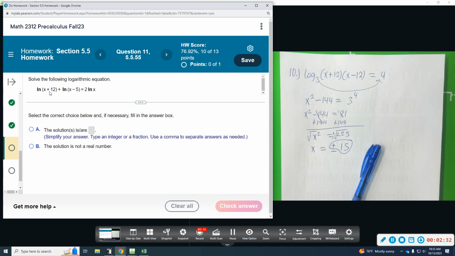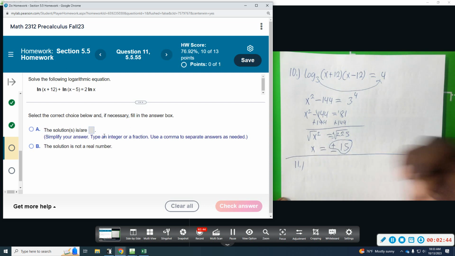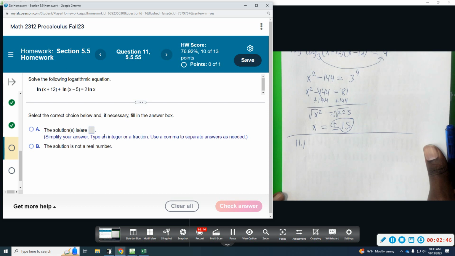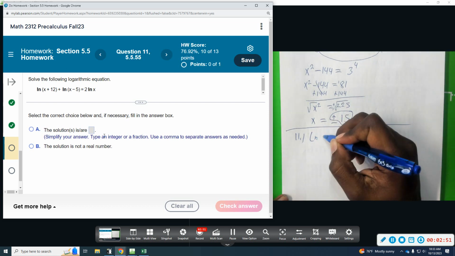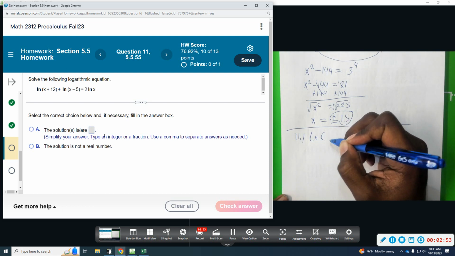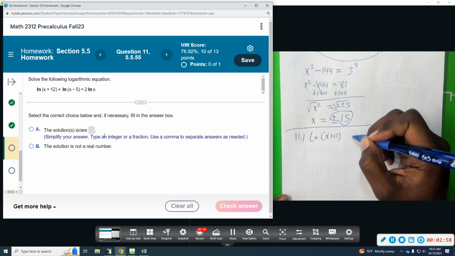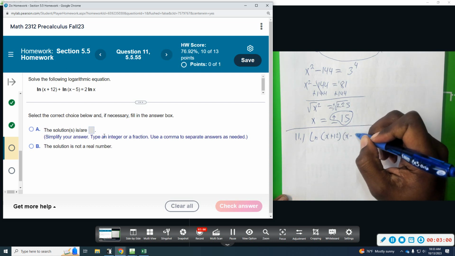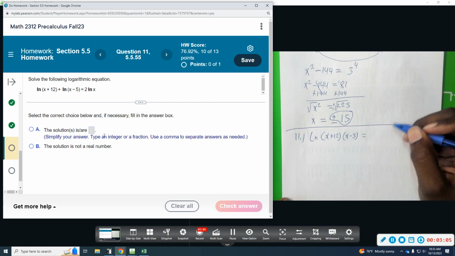Number 11 is similar. It wants us to solve the log. This time we have natural log, but it's going to work pretty close to the same. I want to get one log on each side. So on the left hand side, I'm going to combine. I have ln of (x plus 12) times (x minus 5). And then on the other side, I'm going to go ahead and move that 2 up because I need it just to be one log.